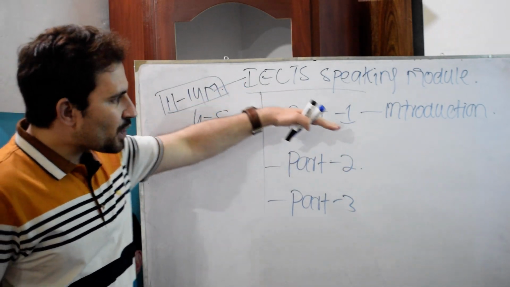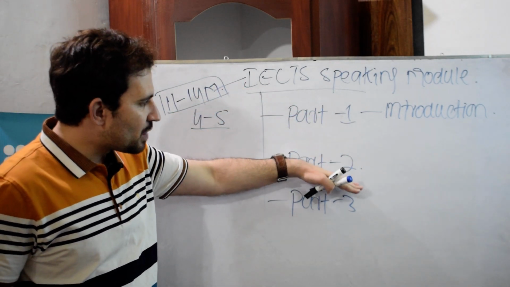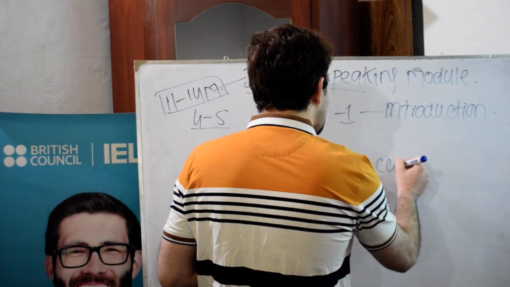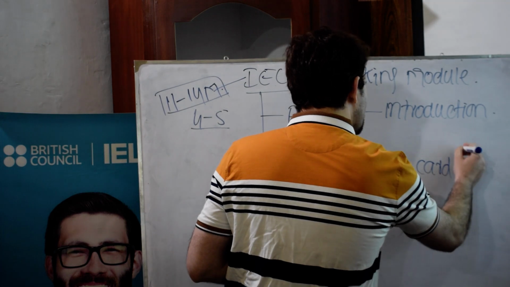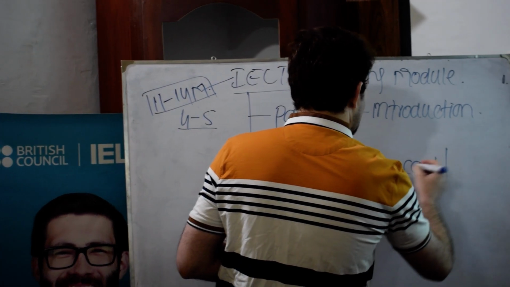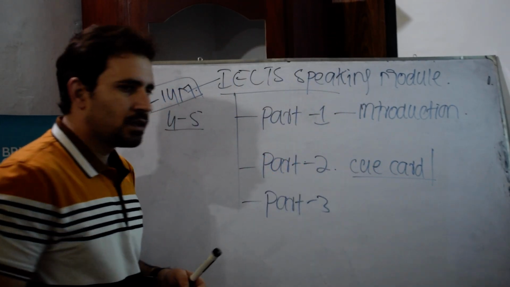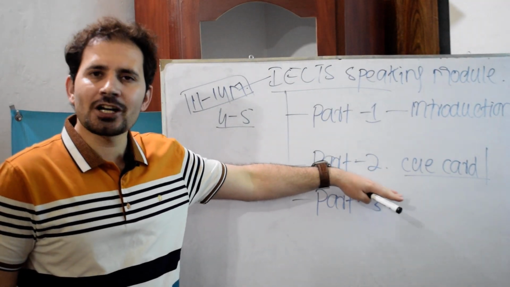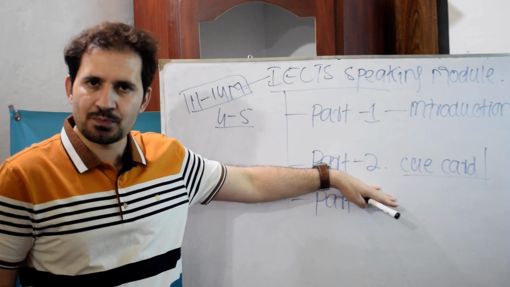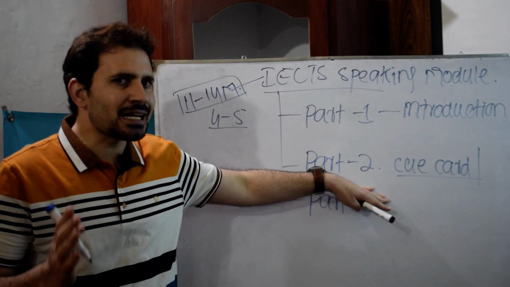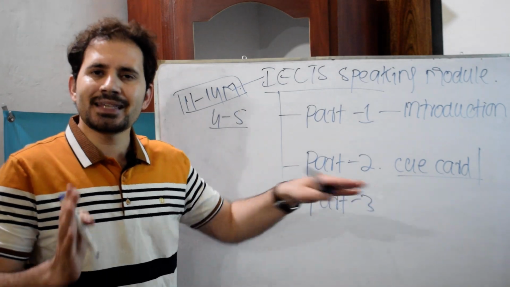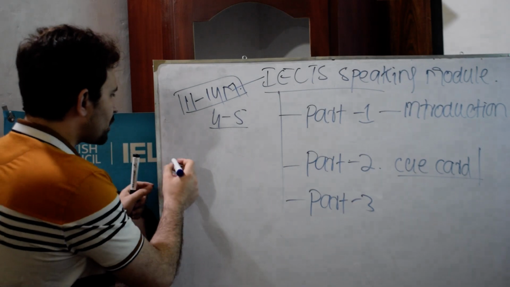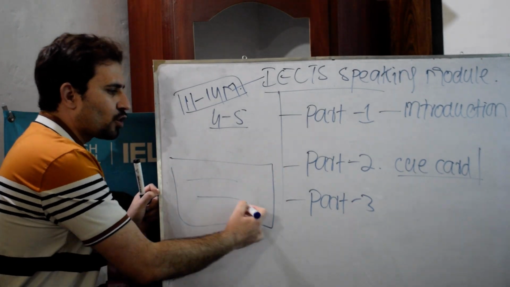Now when you are done with part 1 of your IELTS speaking test, you will move to part 2 of the speaking, which is called the cue card, or you can also call it the long individual turn. In this part, the examiner will not ask us a question, but will give us a question on a cue card. The question would be written on that card.